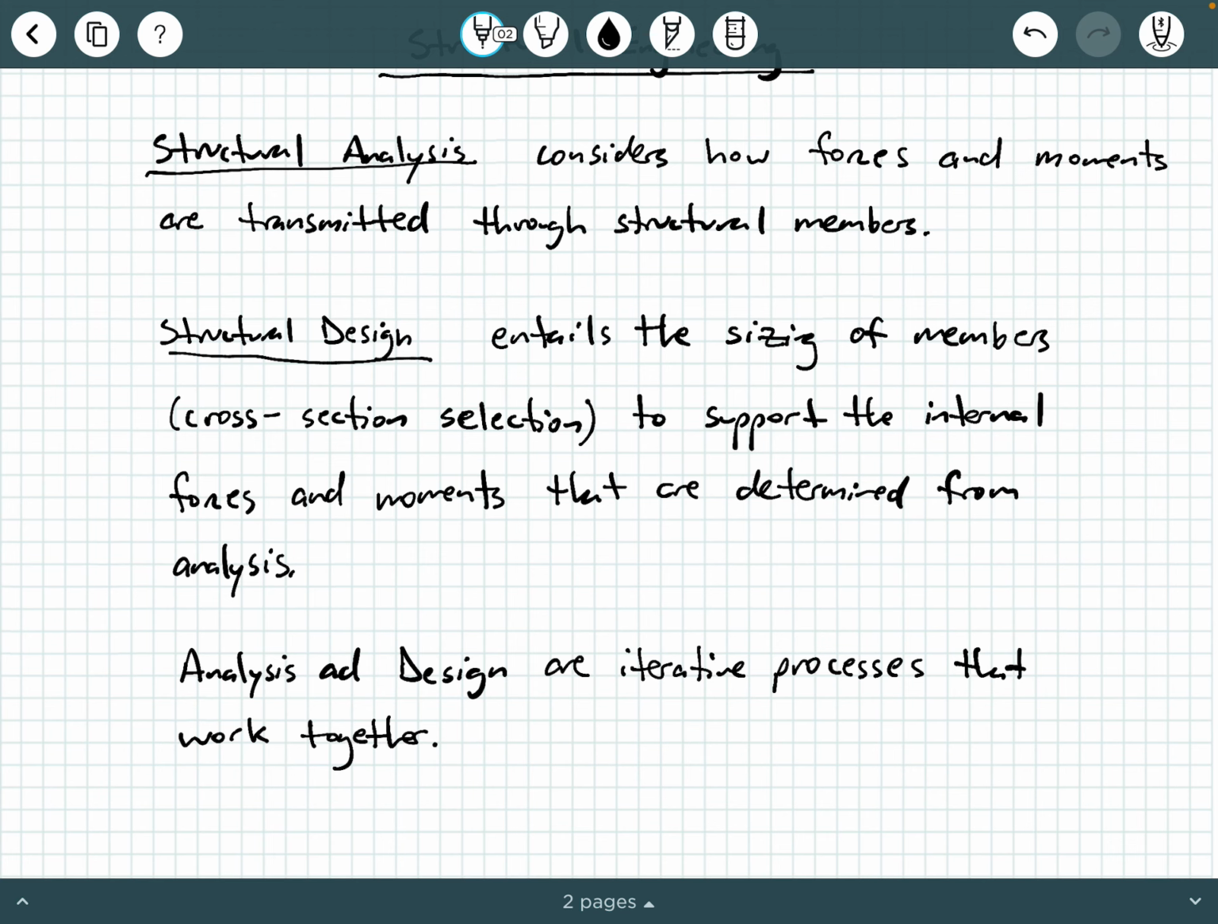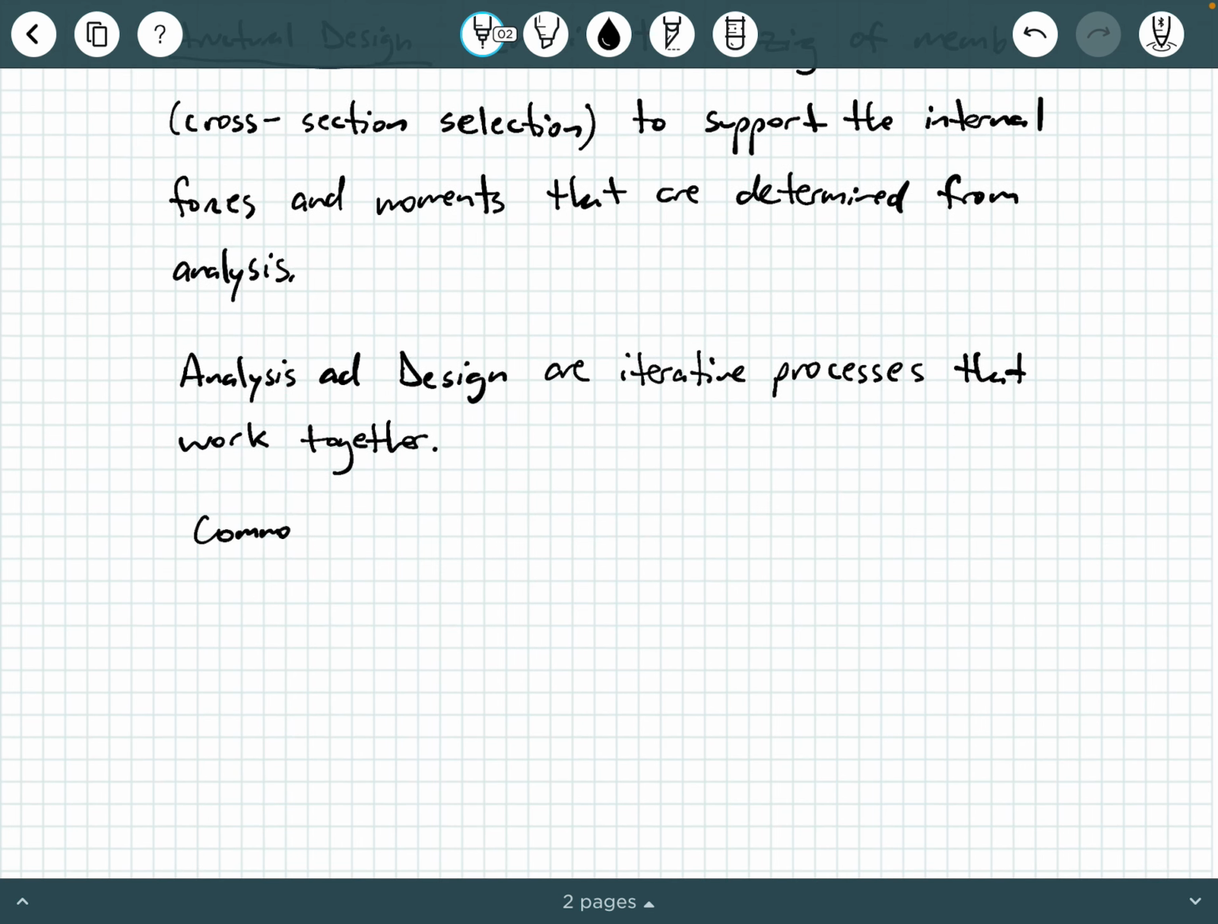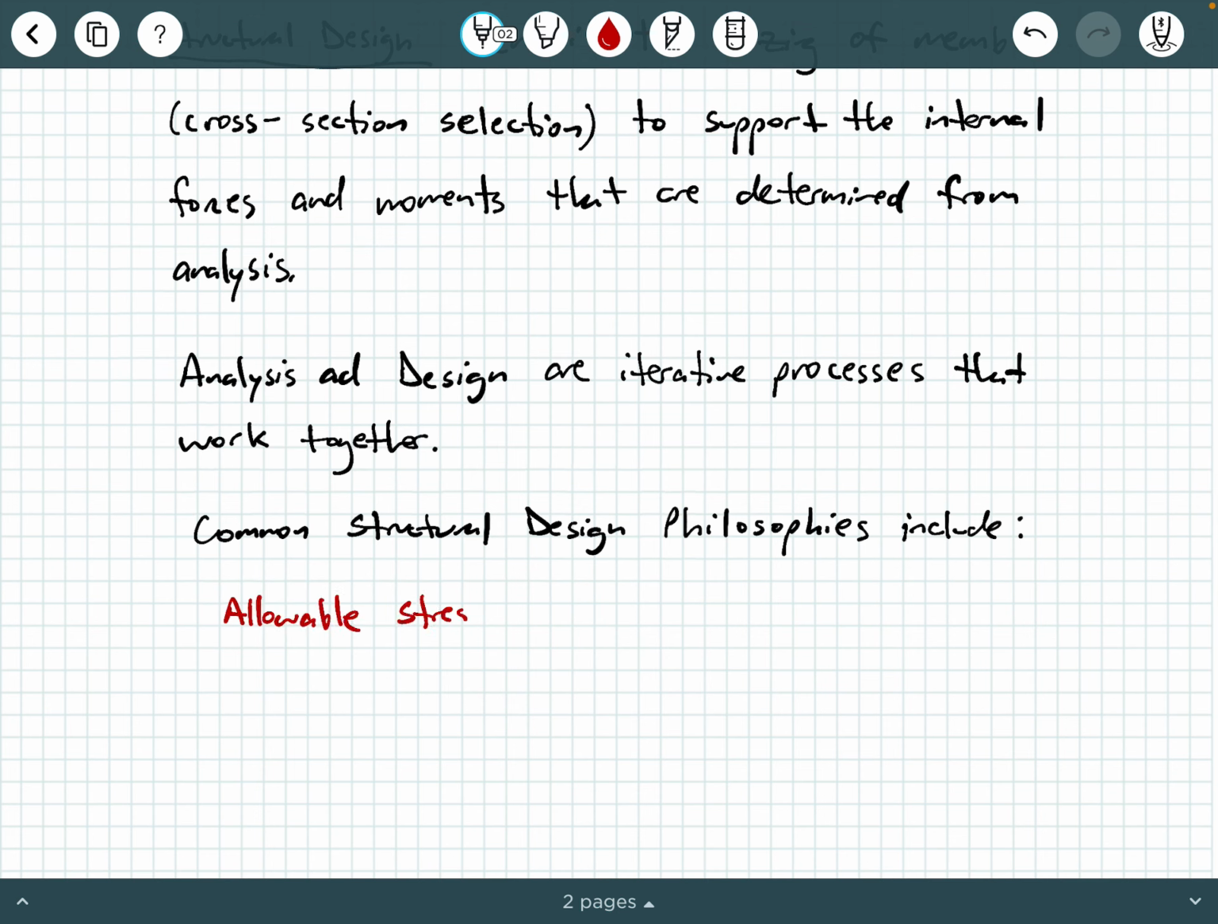Okay, so let's briefly talk about some of the common structural design philosophies. So common structural design philosophies include allowable stress design, which we often abbreviate ASD. Okay. Now, in ASD, this is usually a design philosophy that you were exposed to maybe in a statics or mechanics of materials course.